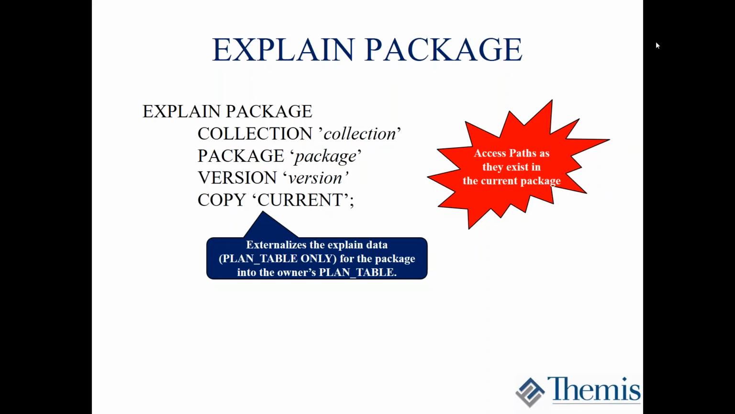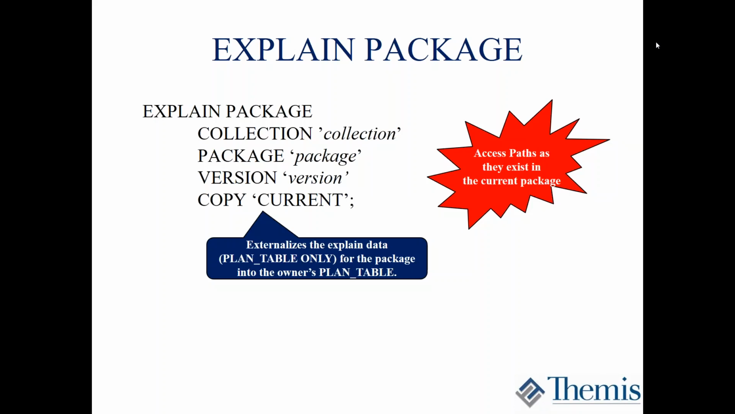And the only way we could know that is if back when we did the bind originally, we had asked for the explain. If that was like 3 years ago, we might not have even asked for the explain, or even if we did, have we kept the plan table around over those last 3 years so that I can go back and look at it? Even if we didn't, we can now do this explain package thing. Explain package, I give it a collection, package, version, and copy. And it will take that internal plan table that was generated at the time the bind happened and throw it out into my plan table.